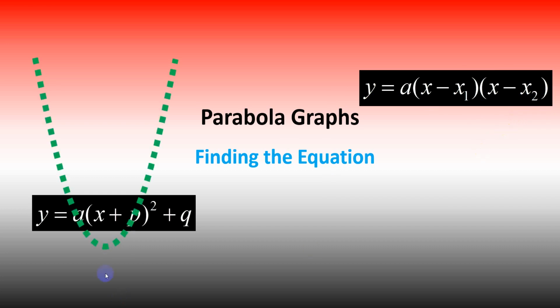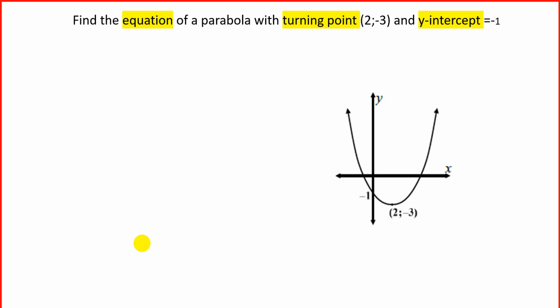We have another equation, y equals a into x plus p all squared plus q. And we will use this formula given a turning point and another point.